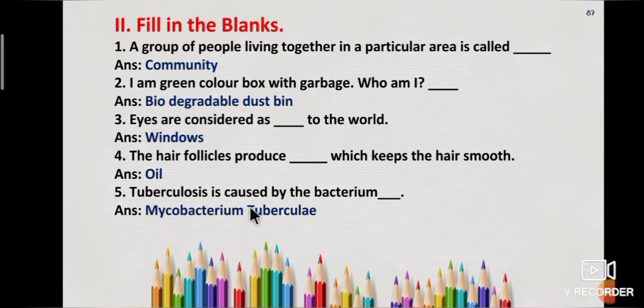Fifth one, tuberculosis is caused by the bacterium dash. Tuberculosis is caused by the bacterium Mycobacterium tuberculosis.